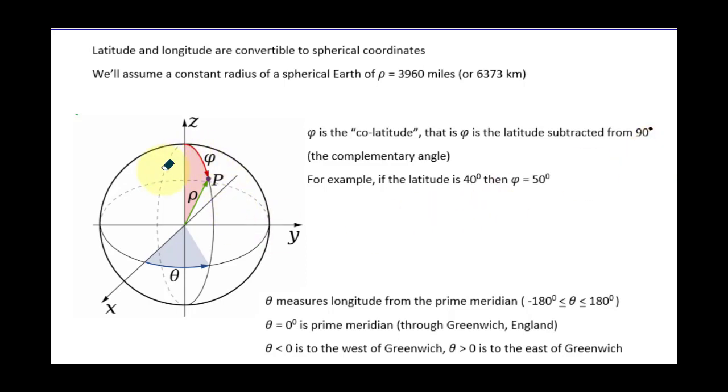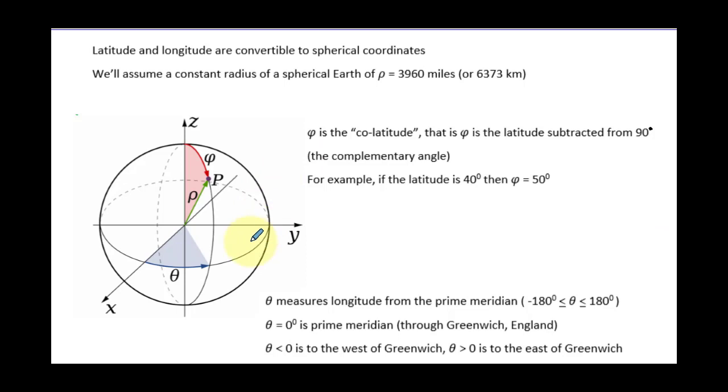Let's just start with, suppose this was the Earth and the equator was right there, a circle in the xy plane. This point P could be some point on the surface of the Earth. And so theta measures our longitude, phi is the co-latitude, and rho is the radius of the Earth, right? We'll assume a constant radius on a spherical Earth of rho equal 3,960 miles, or 6,373 kilometers.